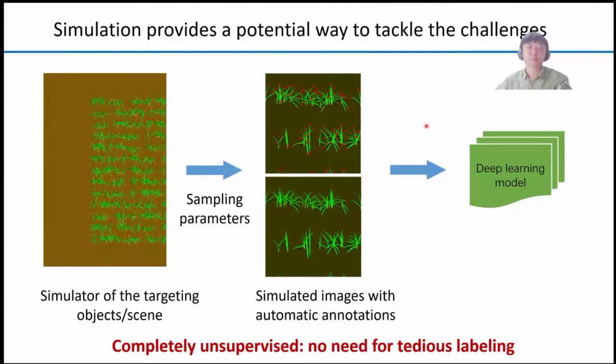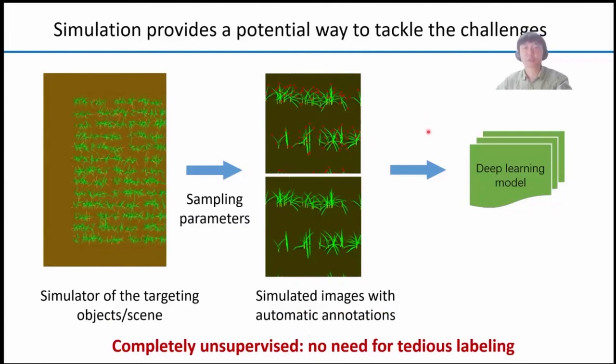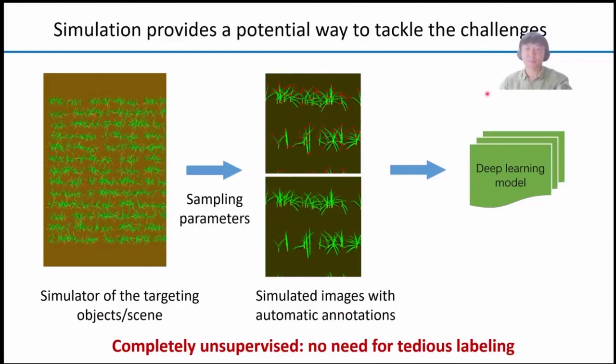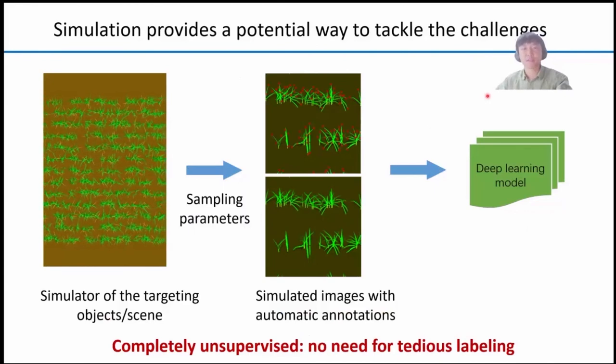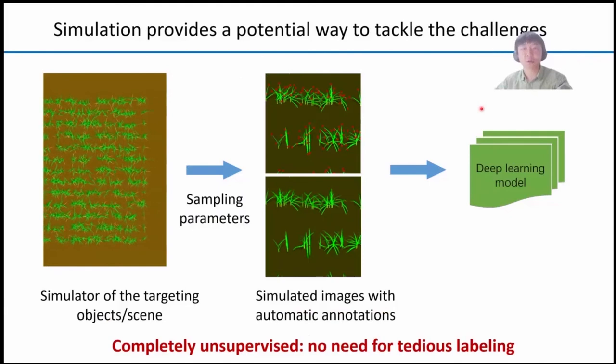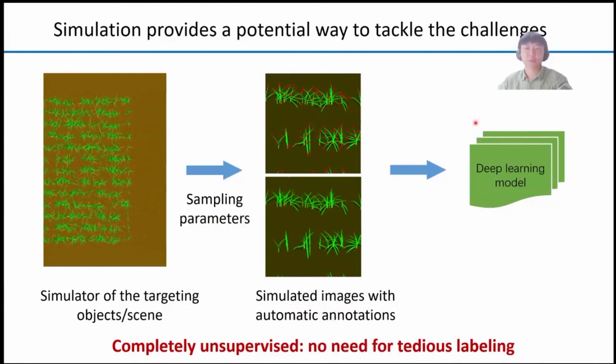Simulation provides a potential way to tackle the challenges presented above. Theoretically, we could generate simulated images and the corresponding annotations automatically using the simulator. Then we could train the model using the simulated images directly. This would be a completely unsupervised approach with no need for tedious labeling.